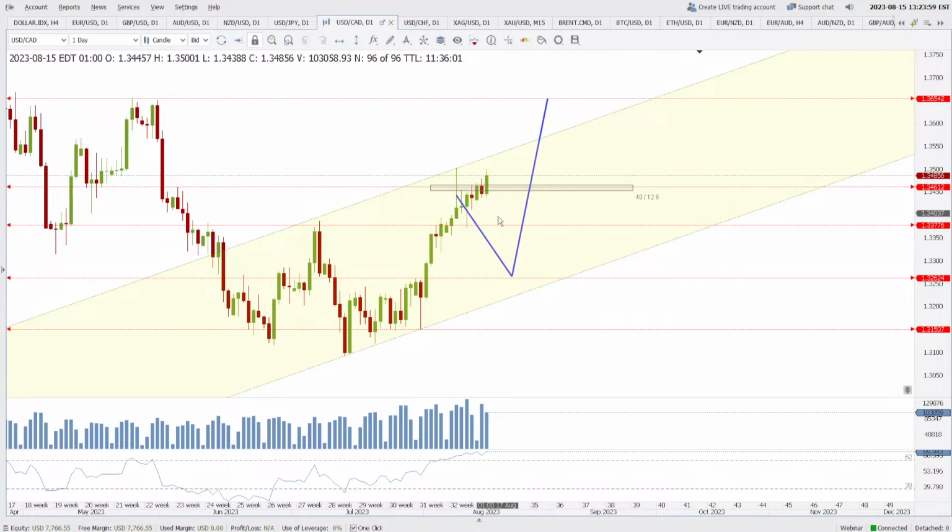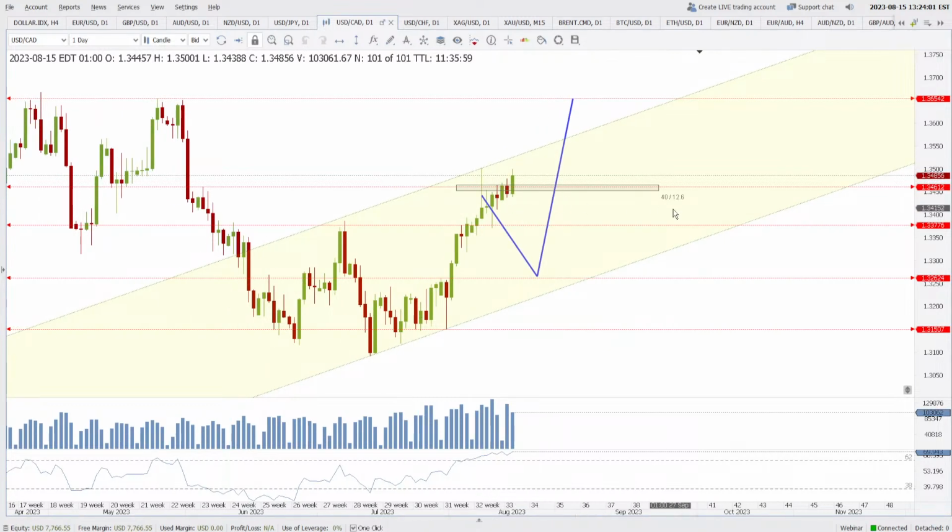USD CAD, okay, a clean breakout. I think a closing above this 1.3461 area will open up the way for 1.3654. On the way up, this channel might be a good resistance for the price. Okay, and if the price starts going down from here, from tomorrow, maybe 1.3461 should be seen as a buying opportunity. Nothing much.